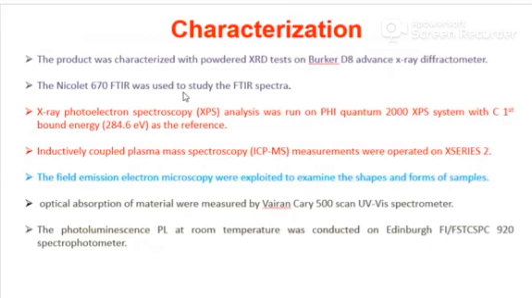The synthesized product was later characterized using different instruments like the powder XRD, X-ray diffractometer, and the Nicolet 670 FTIR. Then it was further analyzed for texture using XPS analysis and ICP-MS, and a field emission microscope was used for studying its morphology, as well as optical microscopy and UV-visible spectroscopy.